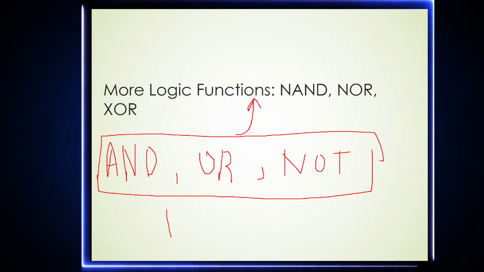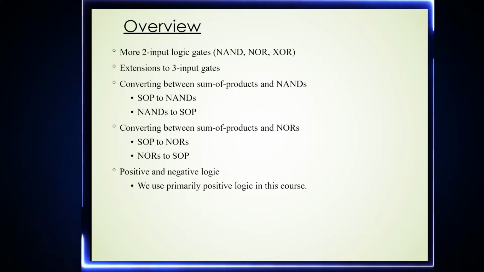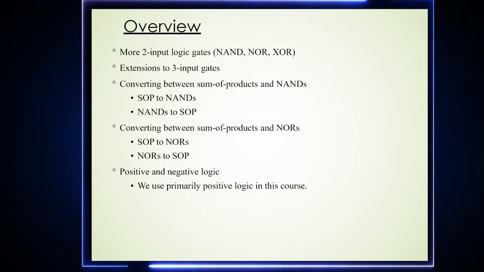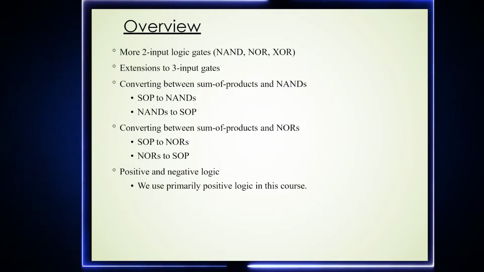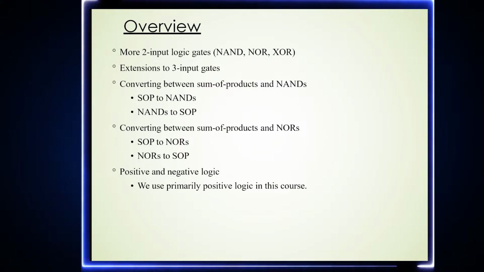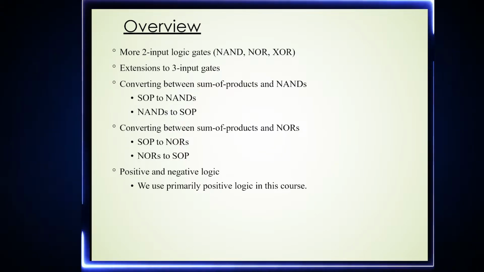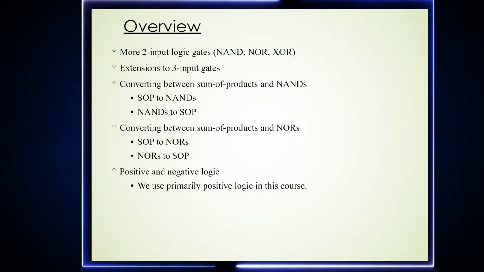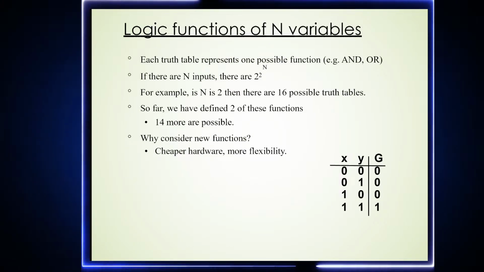Now let's move on to the derived functions, which are NAND, NOR, and XOR. All these three functions are again 2 input, and we can also add 3 input gates to it. Now, converting between sum of products and NANDs. We will see this in detail. This is just an overview, just a content slide.